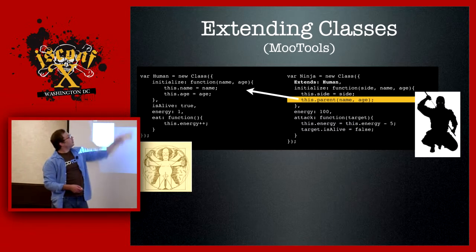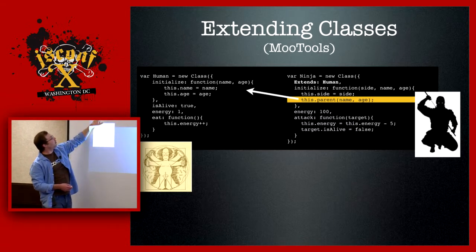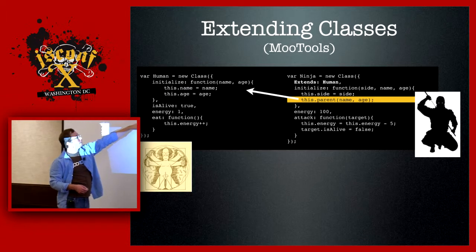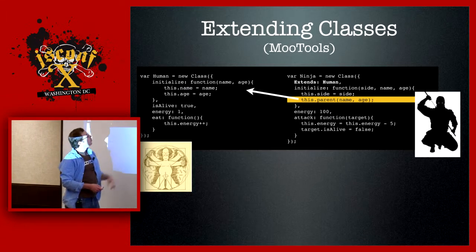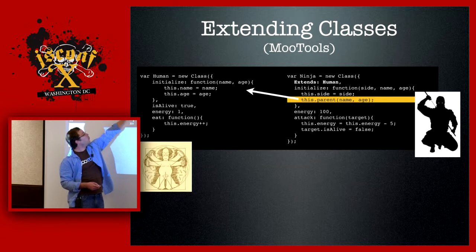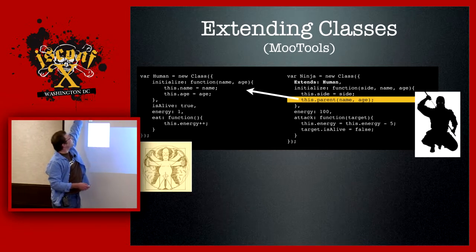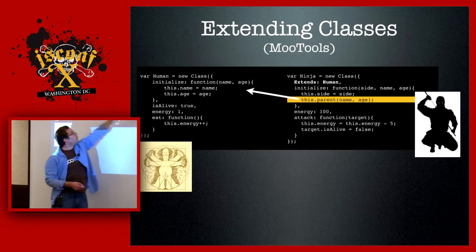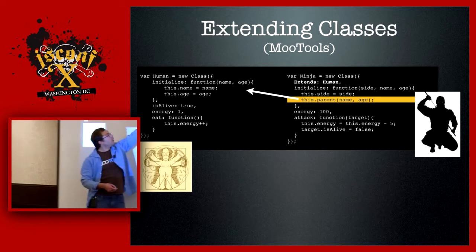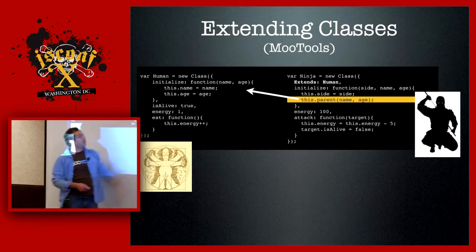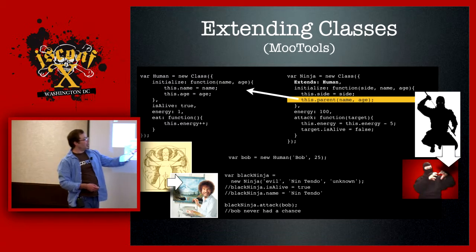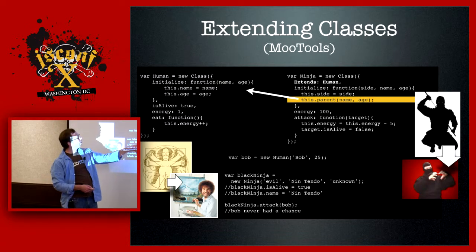And what that means is that Ninja by default gets this isAlive value. And we're overriding the energy value to 100, so now Ninjas are always 100. And then it has an attack method. It also has an eat method. Notice that Mootools also gives us this pointer to the parent's version of a method. So I can call parent with name and age for our ninja, but I can also take some additional arguments here, like what side this ninja is on. So we create our Bob, we create our ninja. Our new ninja's side is evil.